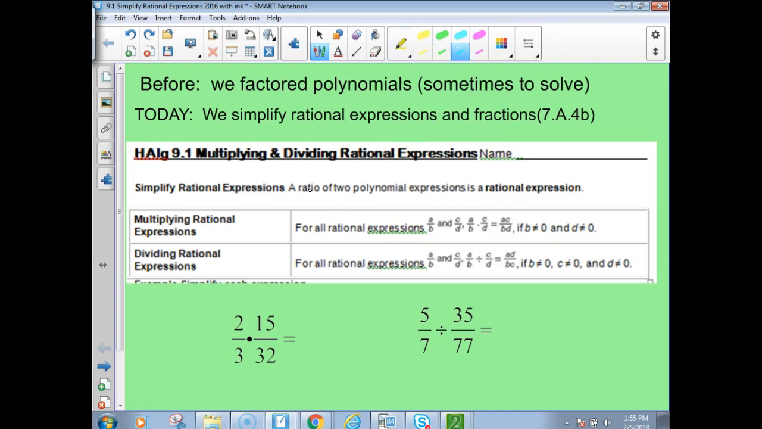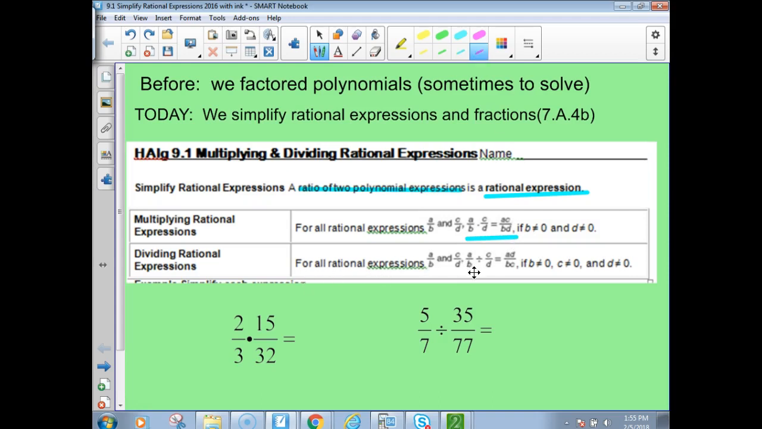All right, the ratio of two polynomial expressions is a rational expression. It's when you write one on top of the other like a fraction. That's what fraction means, ratio. Okay, multiplying rational expressions: if you take A over B and C over D and you multiply them, you do numerator times numerator, denominator times denominator.